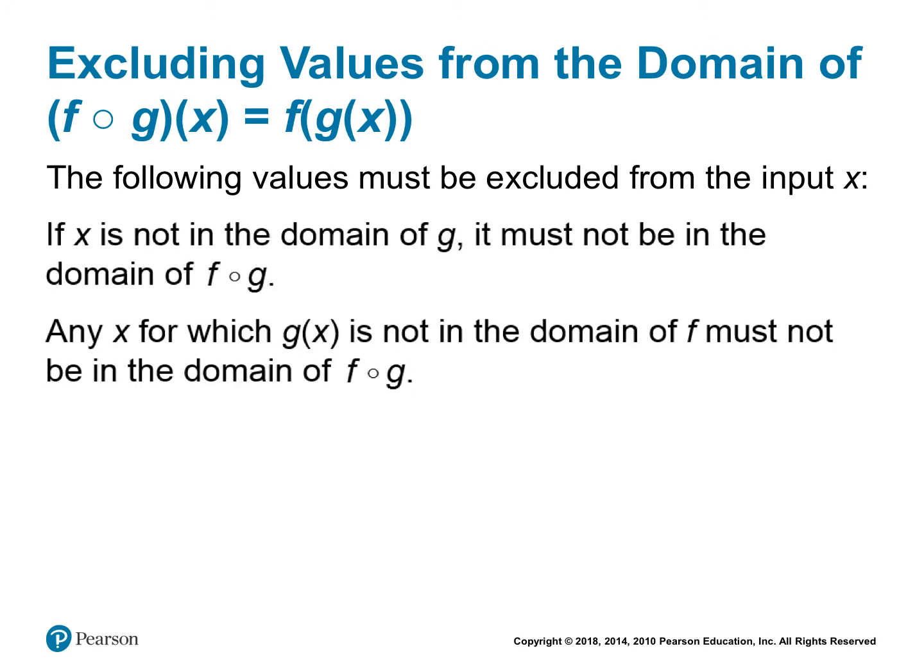Okay, now we need to figure out what values could not work for the domain. So if x is not in the domain of g, it must not be in the domain of f with g. Any x for which g of x is not in the domain of f must not be in the domain of f with g. So if it's not in one, it can't be in their combination pretty much.